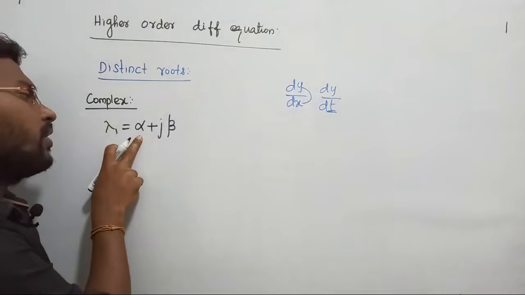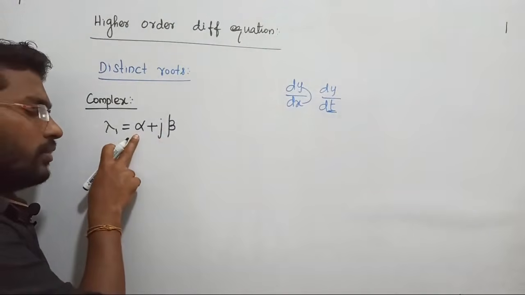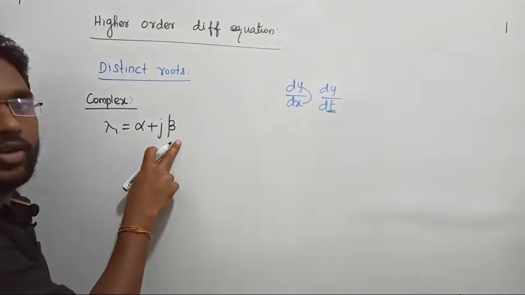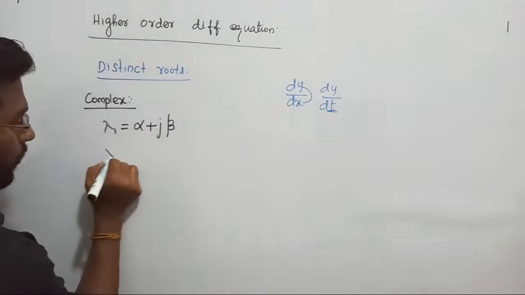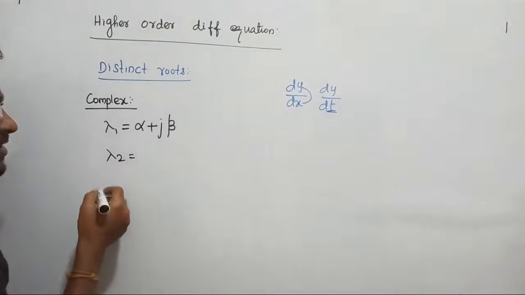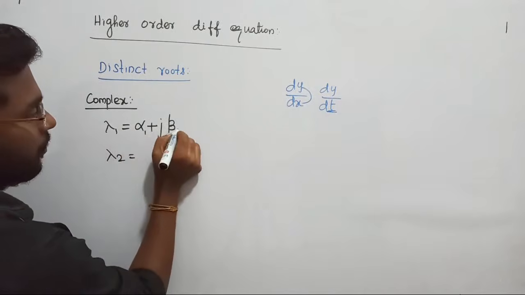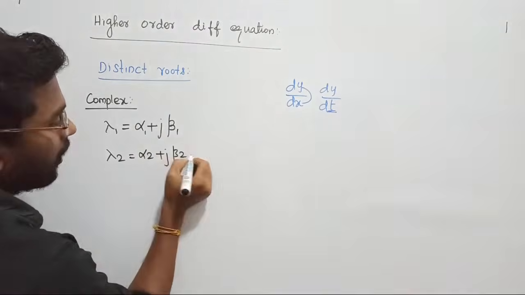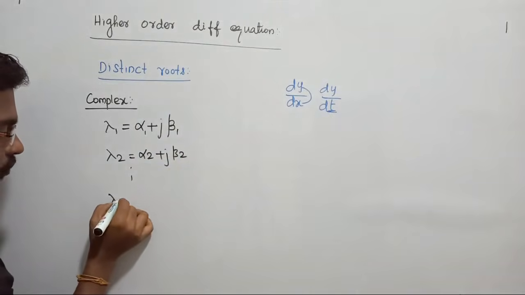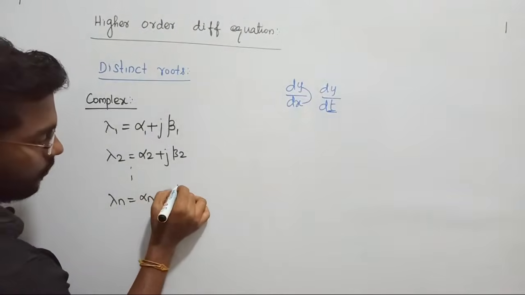Alpha denotes the real part of the function and beta denotes the imaginary part. Like that, I am considering one more: let us consider this is alpha 1 and beta 1. Similarly, alpha 2 plus j times beta 2. Like that, let us consider n number of roots, lambda n equal to alpha n plus j times beta n.